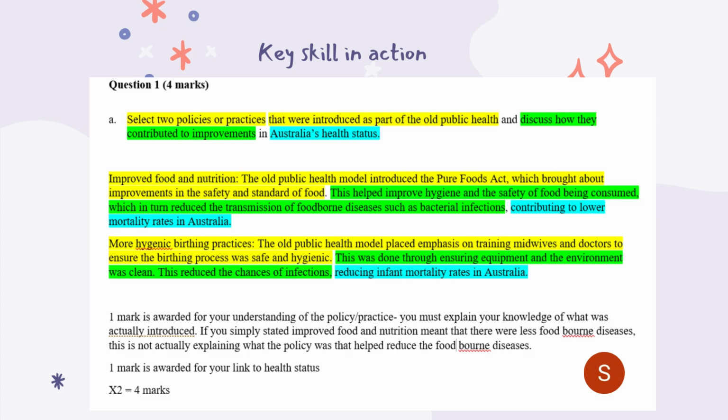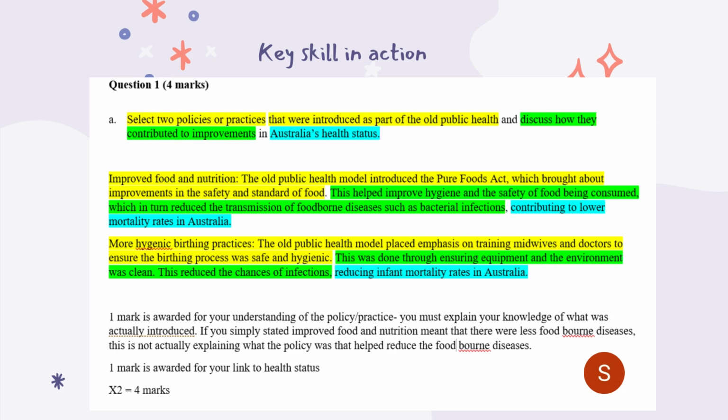So here we've got: select 2 policies or practices that were introduced as part of the old public health model and discuss how they contributed to improvements in Australia's health status. So I have broken down in colour codes where the marks are coming from. So you've got a mark for your understanding of the policy or practice. So you really must explain your knowledge of what was actually introduced here.